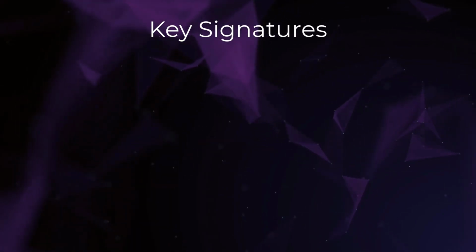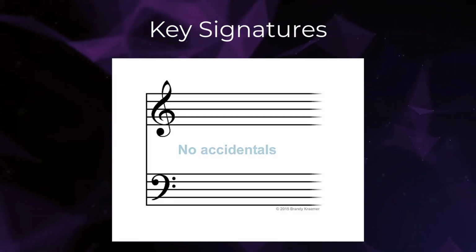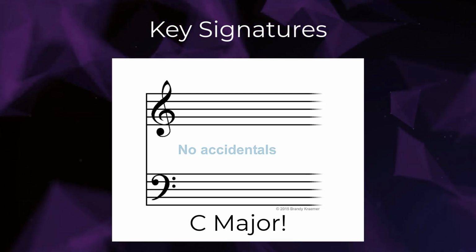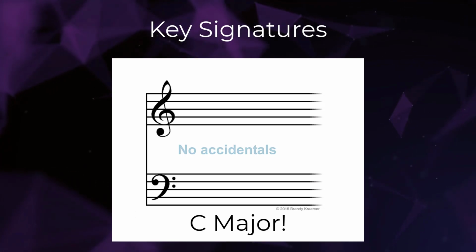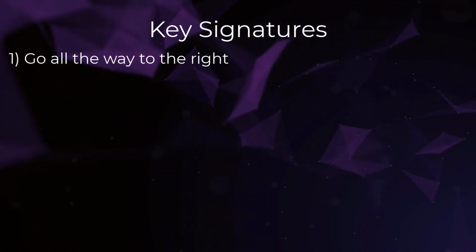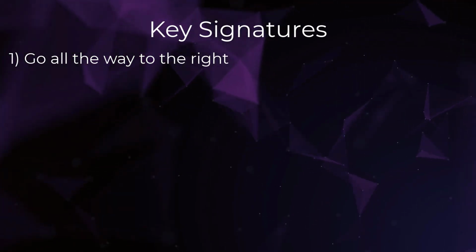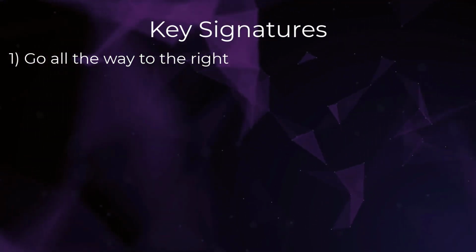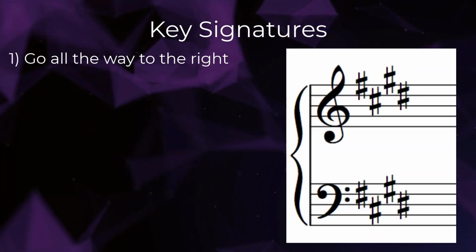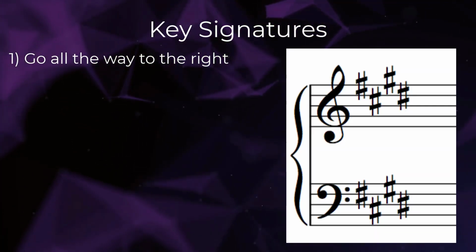So, for a staff looking like this, with no flats or sharps, we are in C major. To discern all other key signatures, follow these steps. First, go all the way to the right in the key signature, so you are looking for the rightmost symbol in that key signature. Here we have 4 symbols, so we go to this one here.